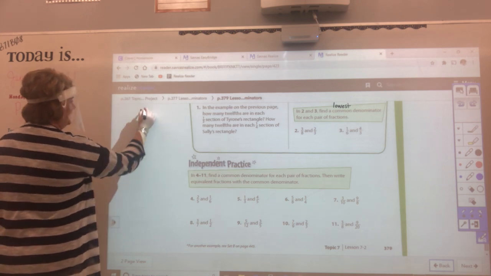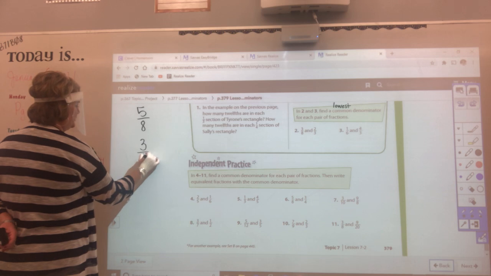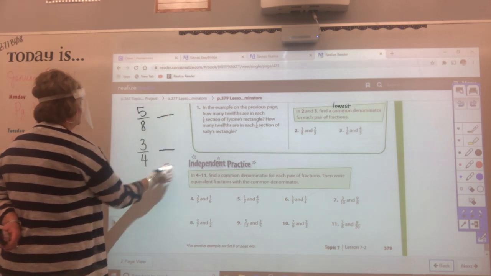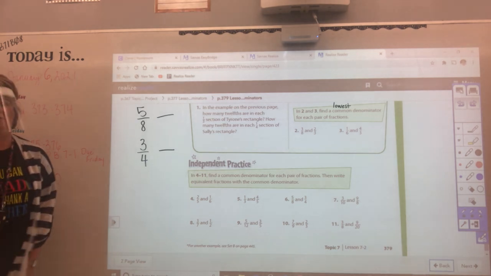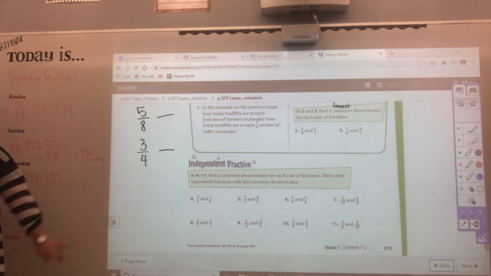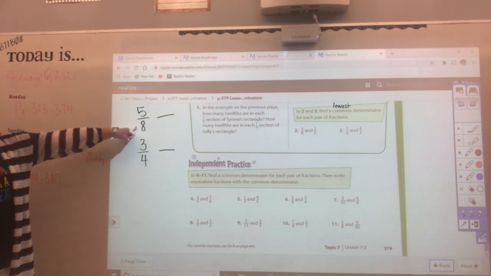Number 6, 5/8 and 3/4. We gotta find the biggest denominator. That's where we're gonna start. Is it 8 or is it 4? 8. Get your pencil there and don't move it.